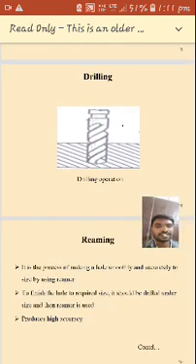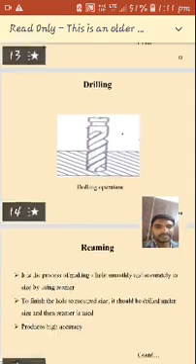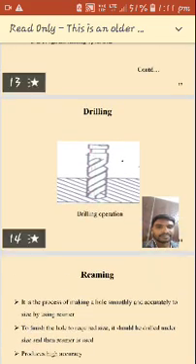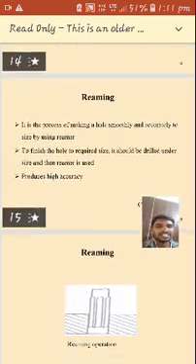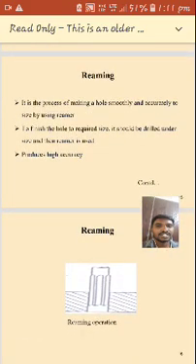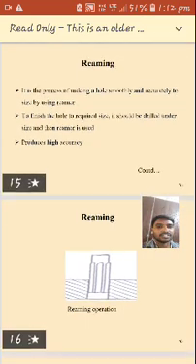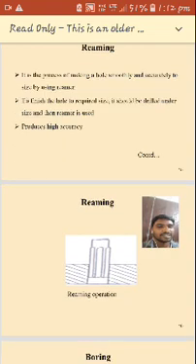So we are able to see how the drilling operation is performed on the slide. That figure shows the drilling operation. Okay, and then the next operation is reaming. After performing the drilling, we go for the reaming operation. It is a process of making the hole smooth and accurate to size by using the reamer.